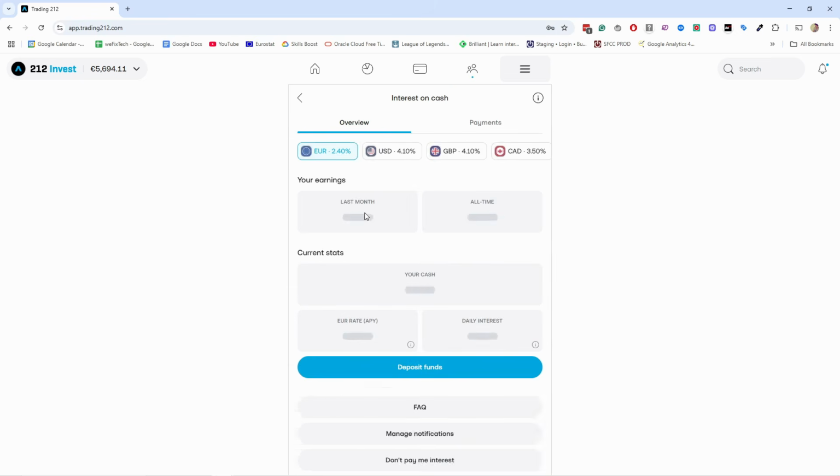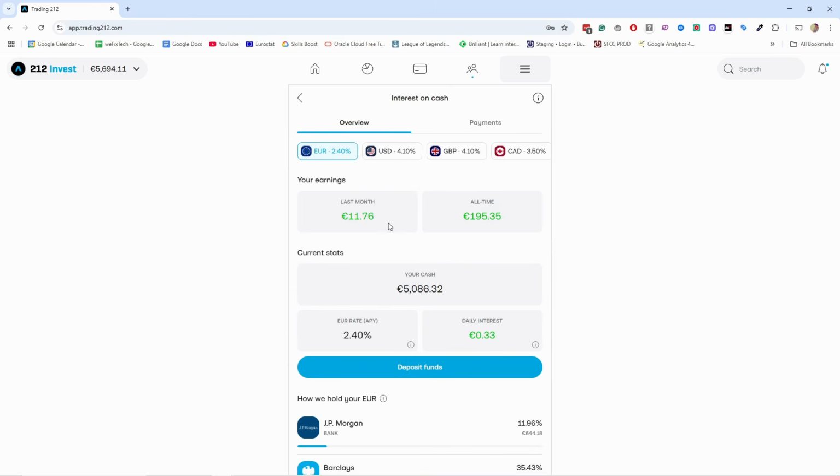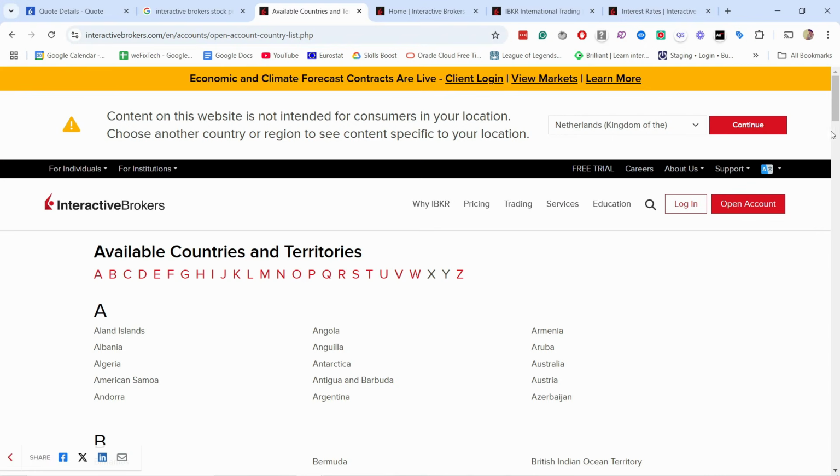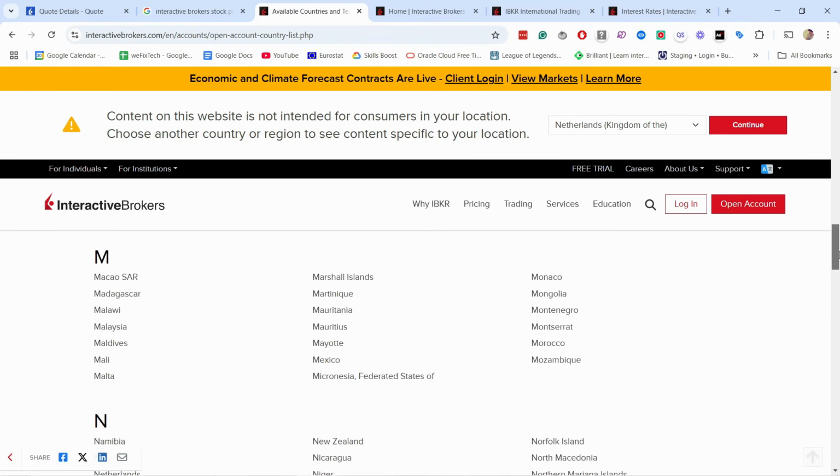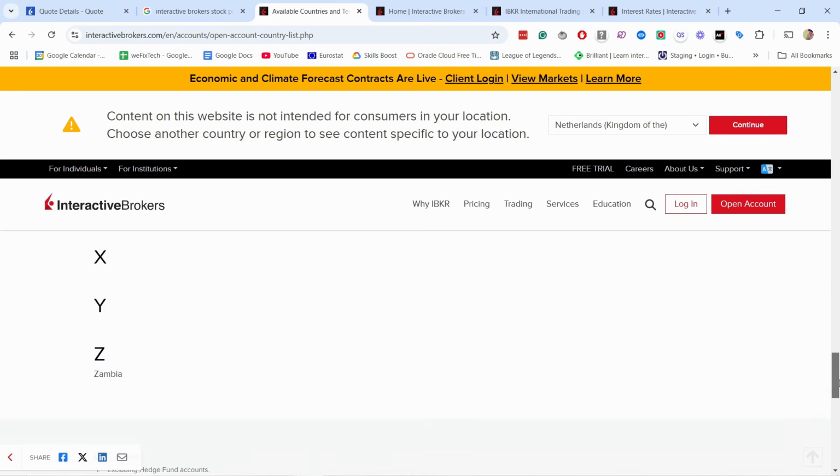Trading212 also has high interest rates on cash. Right now it's 2.4%, but a year ago it was more than 4% on euros. For you people in the UK, they also have ISA accounts, which have huge tax advantages. Then if we take a look at Interactive Brokers, they are very large and almost everywhere in the world. So if you are planning to move, there's a good chance they are there as well already.